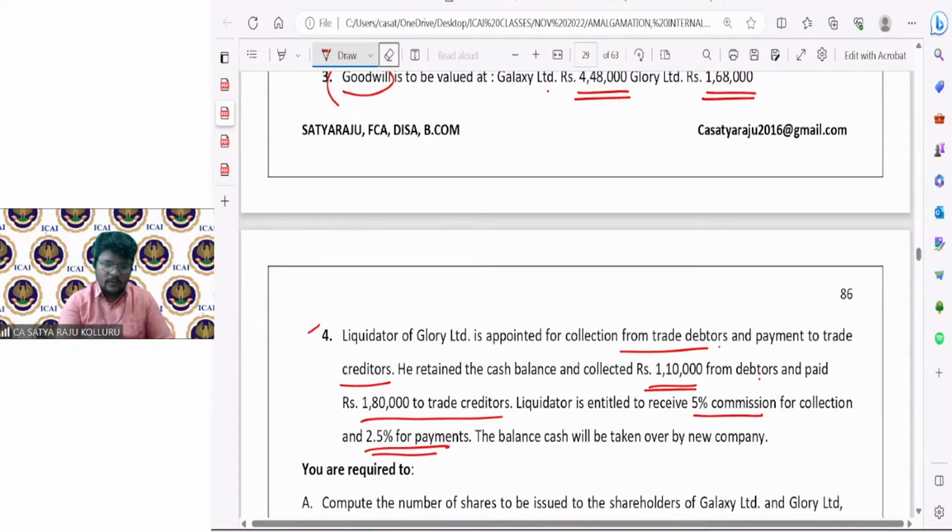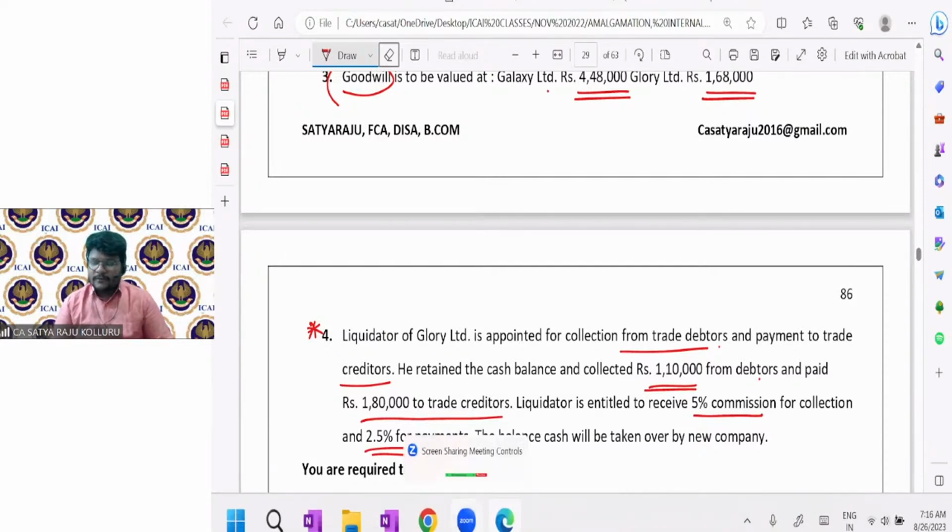Sir, what is this point number 4, sir? All are normal points only except point number 4. This is the first time you are encountering it. But in the same way they are providing the information, I simply need to provide the adjustment. That's it. Nothing is great. Now, both the selling companies may appoint their liquidators, right? Out of which he is talking about the liquidator of Glory Limited, appointed for collection from the trade debtors, and the payments to trade creditors.